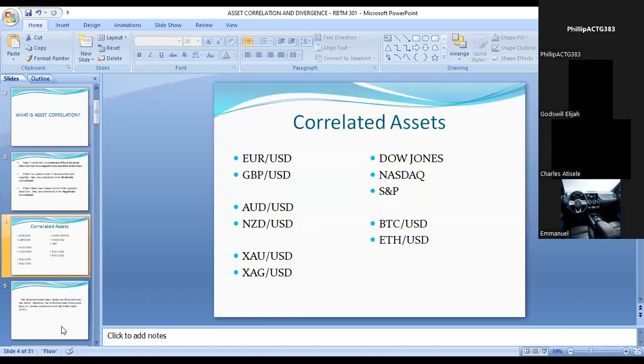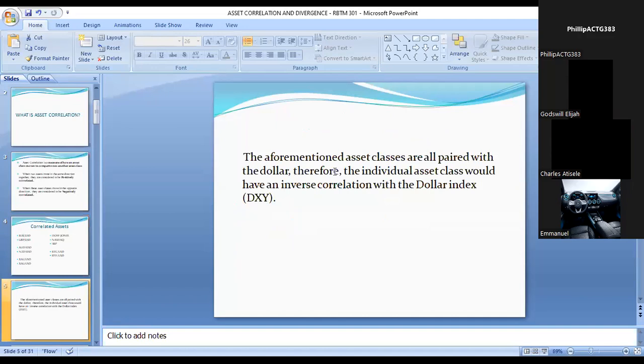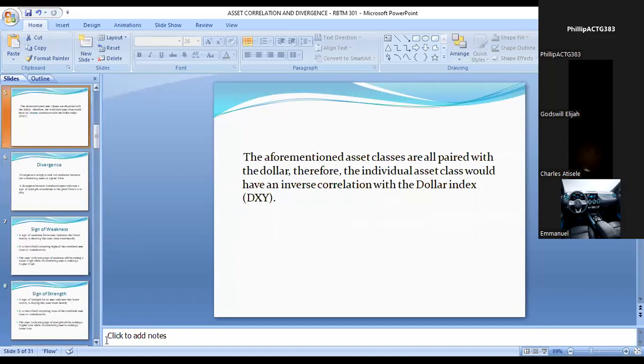Okay, so let's move on. Now, because each of them has an inverse correlation with the US dollar, when you are seeing a Euro-USD chart and you see that it is bullish, the implication is that on the other side of the economy, the US dollar is bearish. Okay, do we understand that?